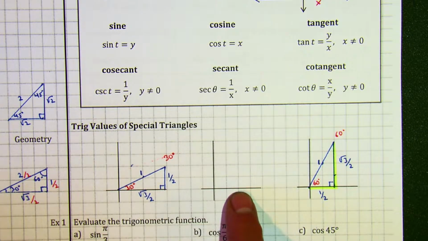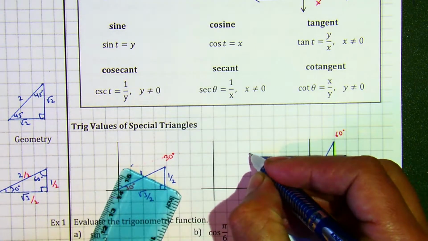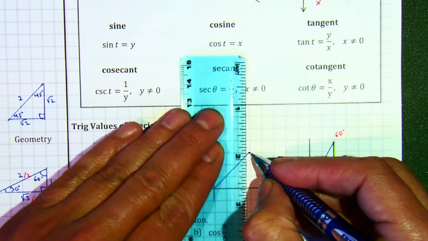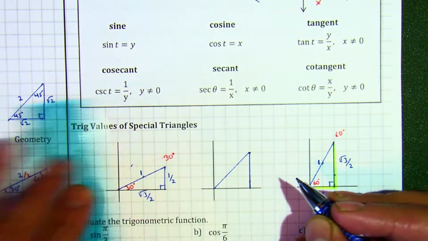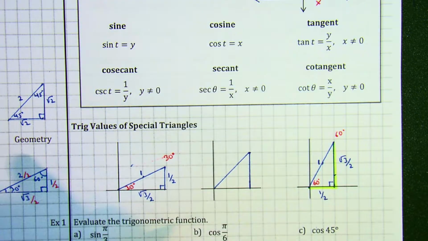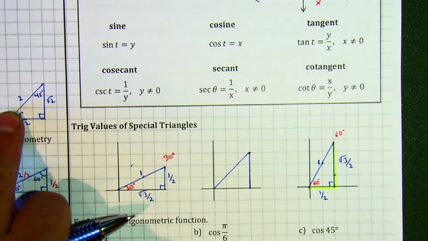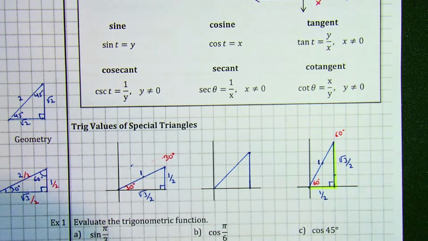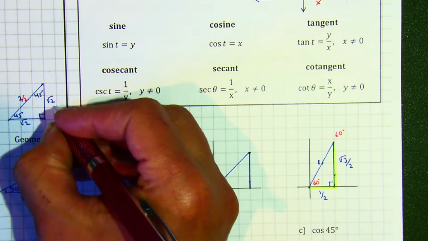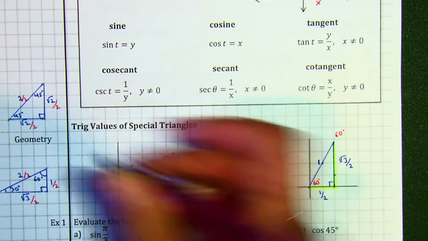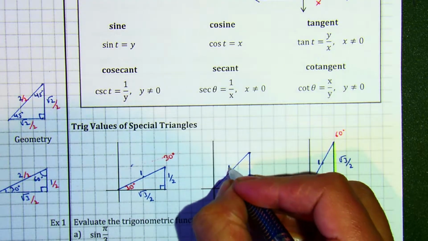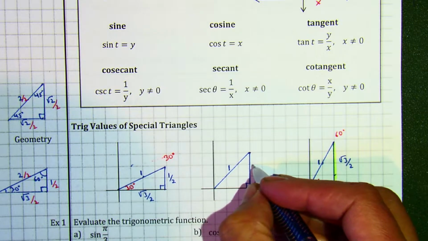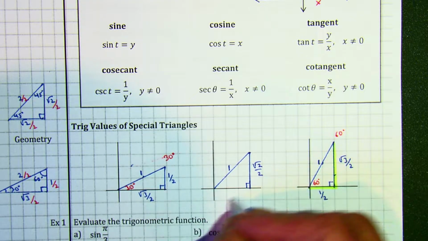And on a 45-degree angle, so halfway mark, in geometry, you learn 2, square root of 2, and square root of 2, where both sides are equal. If I divide everything by 2, 2 divided by 2 is 1, so we have a unit circle. The hypotenuse is 1. And both sides are square root of 2 divided by 2.